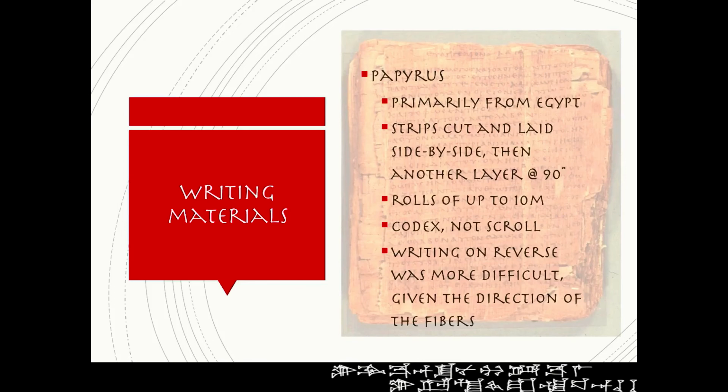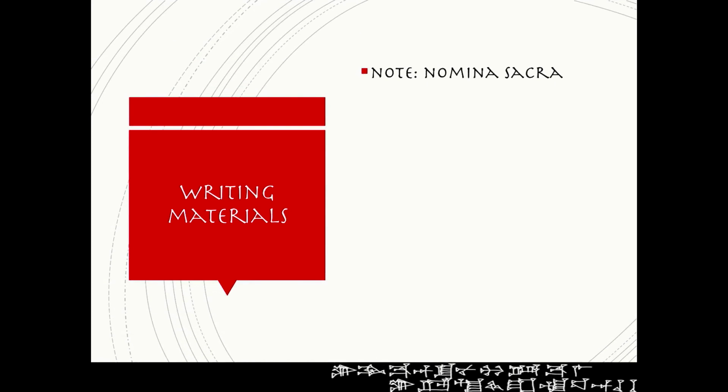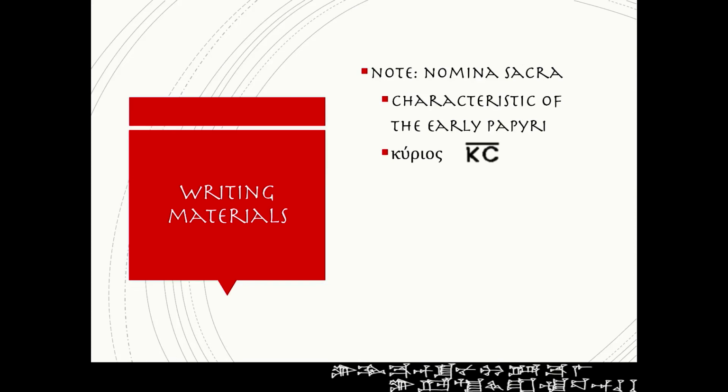It was easier to write on the obverse, but the direction of the fibers made it more difficult to write on the reverse of each page. Just as sort of a nota bene, the nomina sacra is characteristic of the early papyri, and this is the abbreviation of the word kurios, here with kappa sigma, with a line over it, and theos with theta sigma.